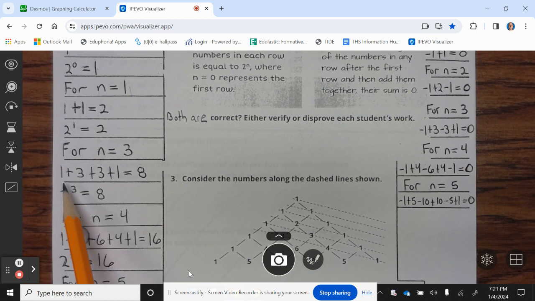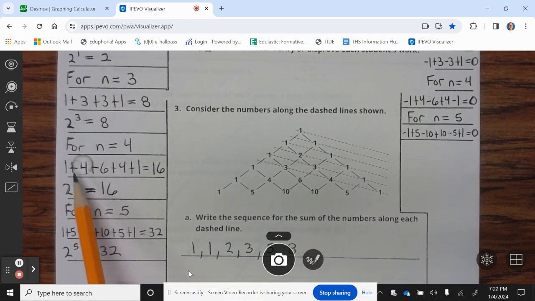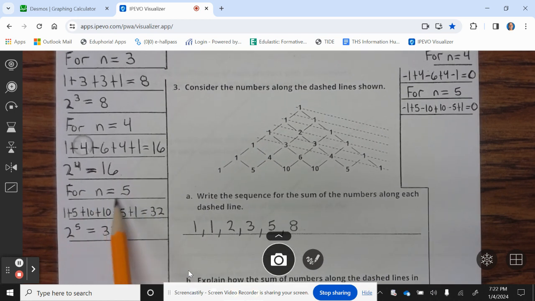For n equals 3, 1 plus 3 plus 3 plus 1 is 8. 2 to the third is 8. For n equals 4, 1 plus 4 plus 6 plus 4 plus 1 is equal to 16. 2 to the 4 equals 16. For n equals 5, 1 plus 5 plus 10 plus 10 plus 5 plus 1 is 32. 2 to the 5th is 32. So that's Drew's. All right, let's take a look at Natasha.